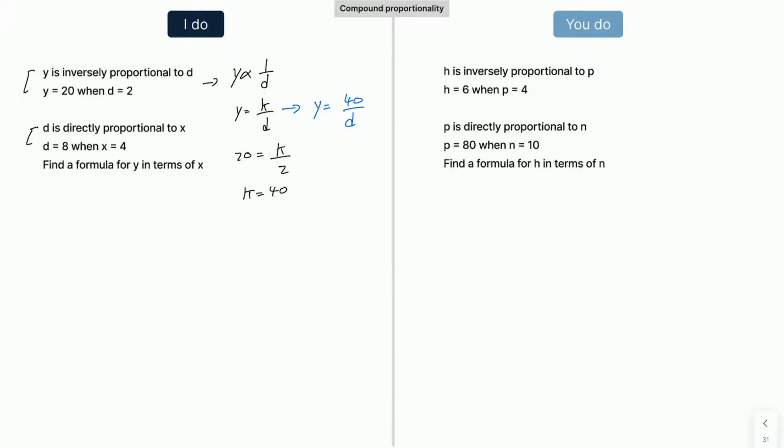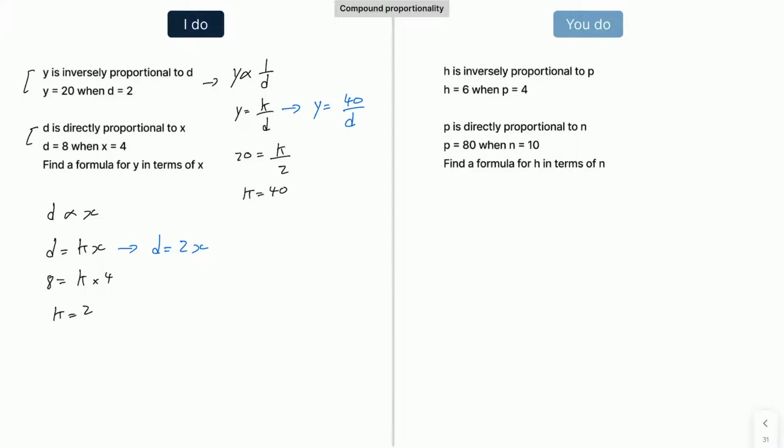Now let's look at the second part where it says d is directly proportional to x. Now let's sub in the value for d and x, and we know that k is 2. So we can write this one, we can just sub k in, so we can say d is equal to 2x. Now it says find a formula for y in terms of x.